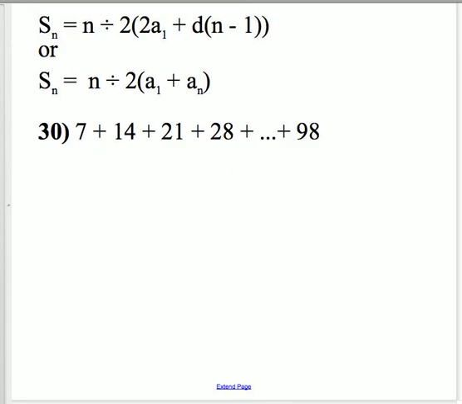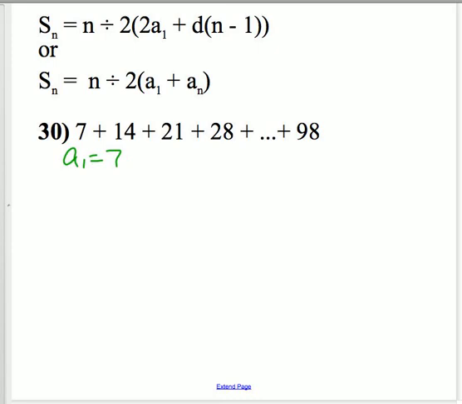Next problem we're going to look at is number 30. Number 30 is supposed to find the sum of the indicated series. This is all the information they give me. So maybe before I do anything else, I take a look, what information can I get out of this series, this list of numbers? Well, I can see that the first number, a sub 1, is 7.